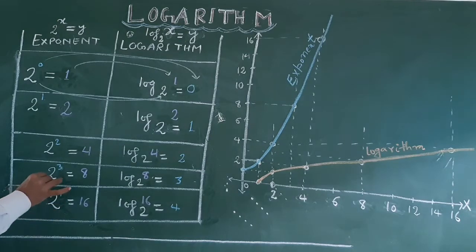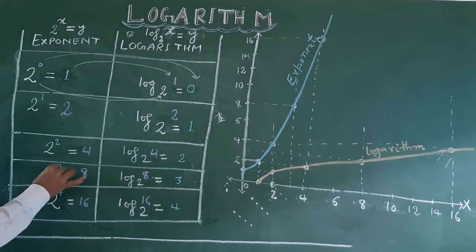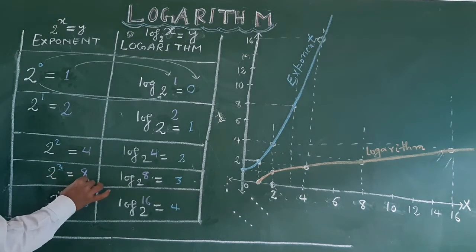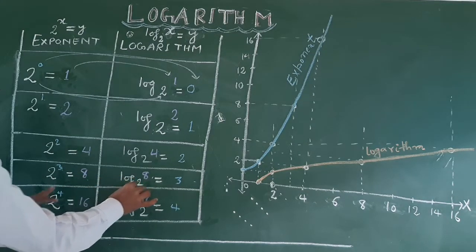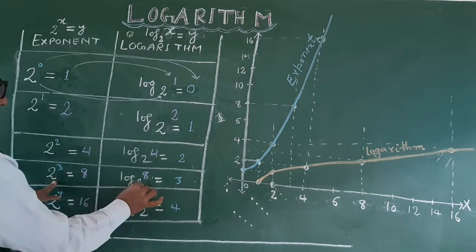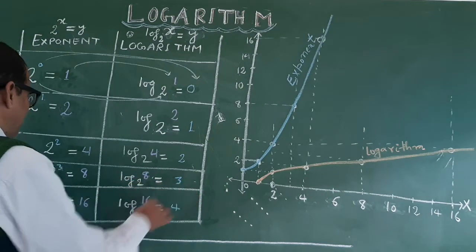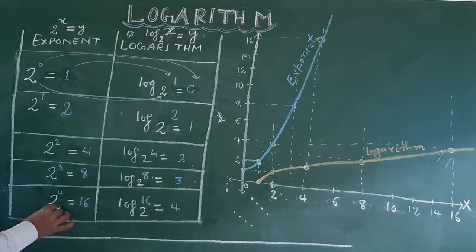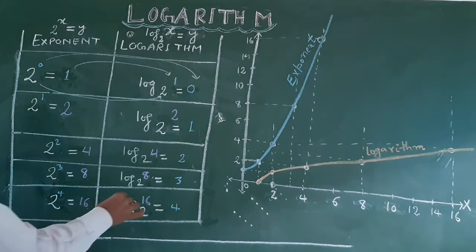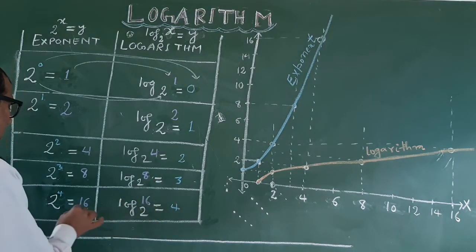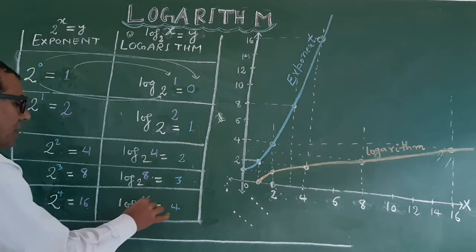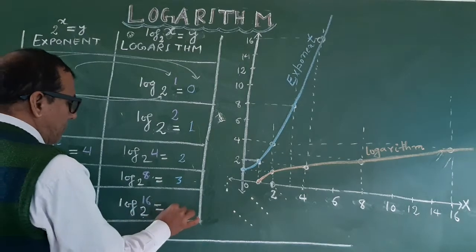In the same way, the third example, 2 to the power 3 equals 8. In the form of log, what do we write? The base is the same, log 8 base 2 equals 3. Fourth and last example, 2 to the power 4 equals 16. When we write it in the form of log, what do we write? Log 16 base 2 equals 4.